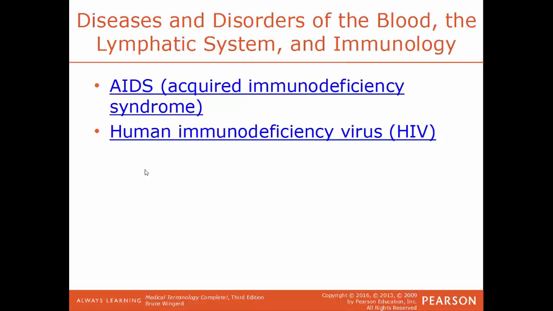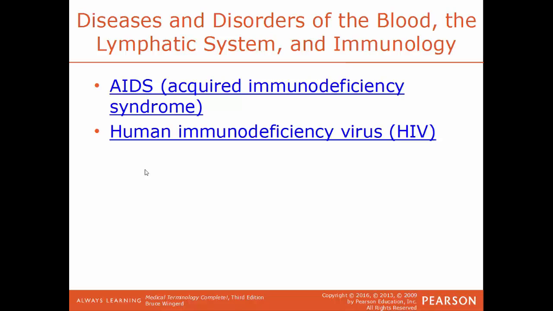AIDS, the acquired immune deficiency syndrome. This is a very serious infection where your immune system is incredibly compromised, and when your immune system isn't working, even the smallest infection can be very, very serious. It could actually even be fatal. And this is caused by HIV, the human immunodeficiency virus.